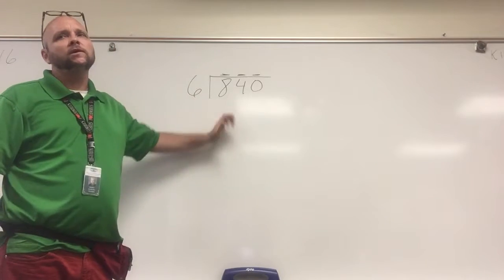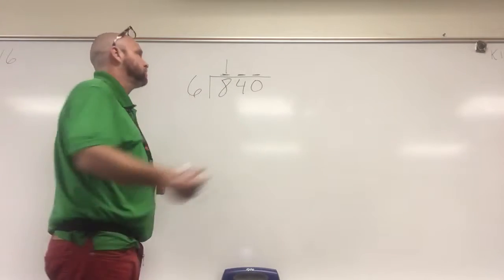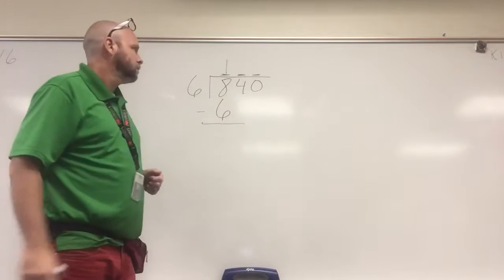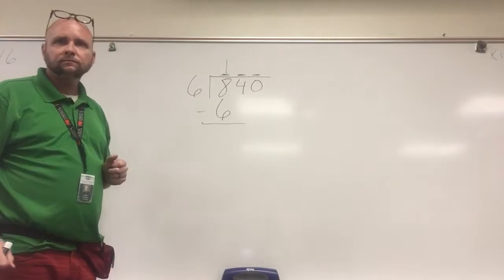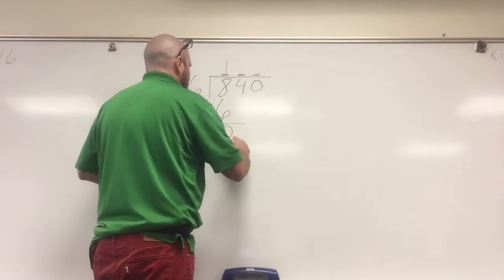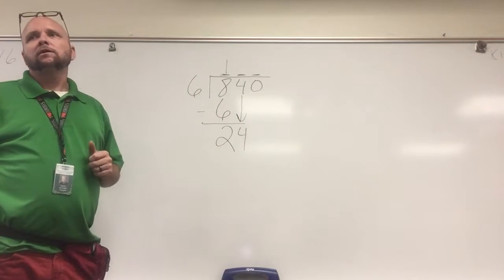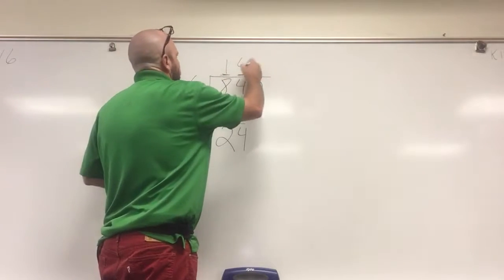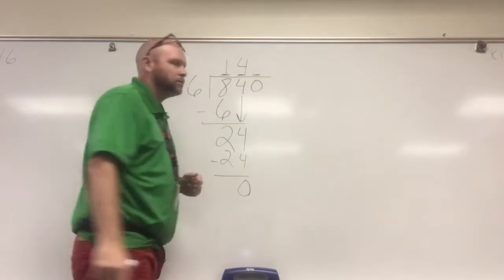How many times does 6 go into 8? One time. 1 times 6 is? 6. Subtract. What's 8 subtract 6? 2. Bring down my 4. Does 6 go into 24? Yes. How many times? 4 times. 4 times 6 is 24. Subtract, you get a 0.